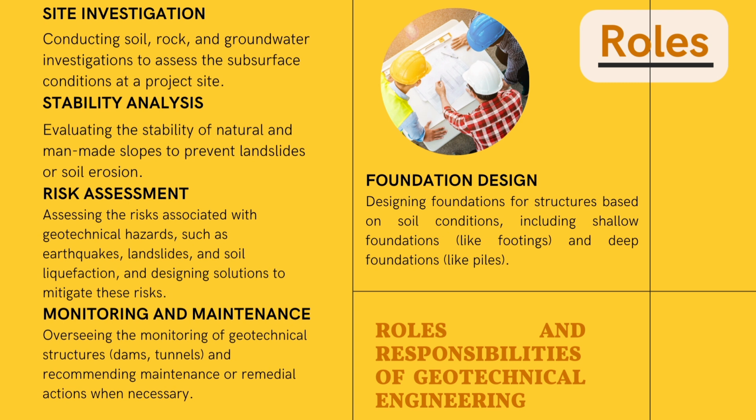So we have 5 fundamental rules that are effectively used in geotechnical engineering. Number 1 is site investigation. Conducting soil, rock, and groundwater investigations to assess the subsurface conditions at the project site. Number 2, stability analysis. Evaluating the stability of natural and man-made slopes to prevent landslides and soil erosion.